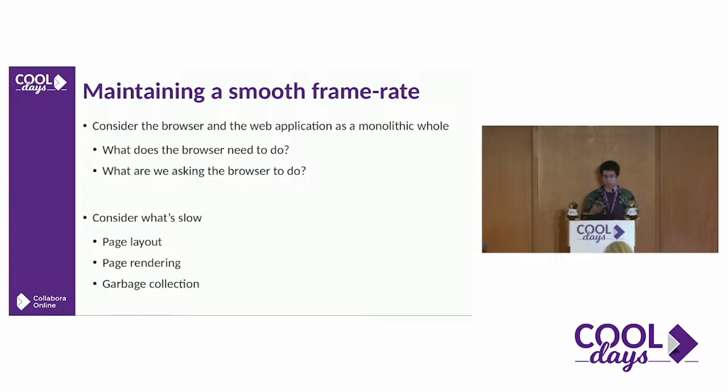And once we have established that, we need to consider things that are slow and outside of our direct influence. In this case, for web applications, page layout is slow, page rendering is slow, and garbage collection is slow. And when I say slow, I mean these things take time, they're not instantaneous. And that gives us some targets. We want to structure our application to minimize the amount of page layout, minimize the amount of page rendering, and minimize the amount of garbage collection.